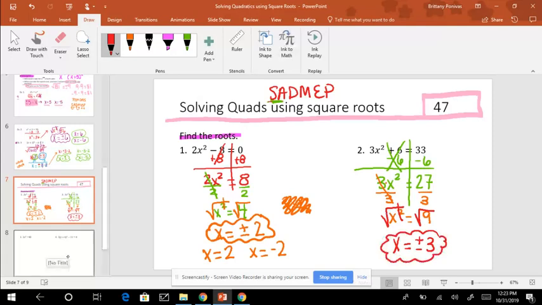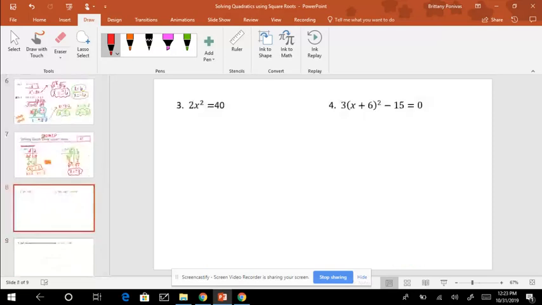Moving on to number 3. We have 2x squared equals 40. Again, we're solving these using backwards order of operations, so we're dealing with adding or subtracting first. On the same side of the x squared, there is no adding or subtracting. So we're going to move on to dividing and multiplying. We have a multiplying by 2, so the opposite of multiplying by 2 is dividing by 2. So we are left with x squared equals 20.